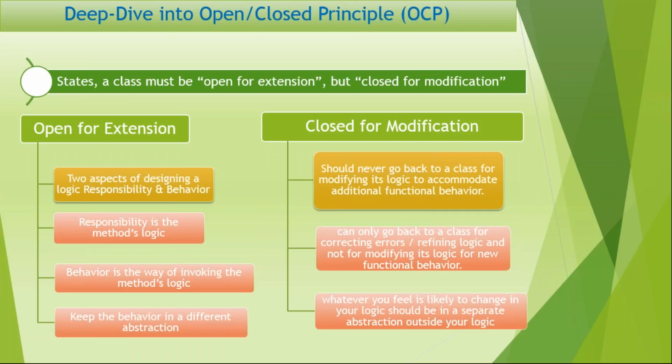If there is a bug, you have to make a modification to your class. If it is an enhancement, or another requirement on top of the current requirement, then you should not make changes to that class. So this is called closed for modification. With that, let's get into the examples.